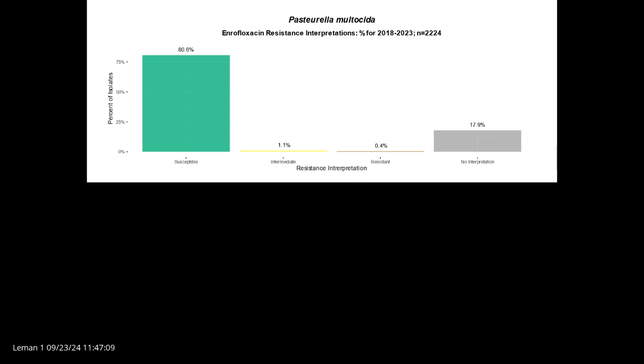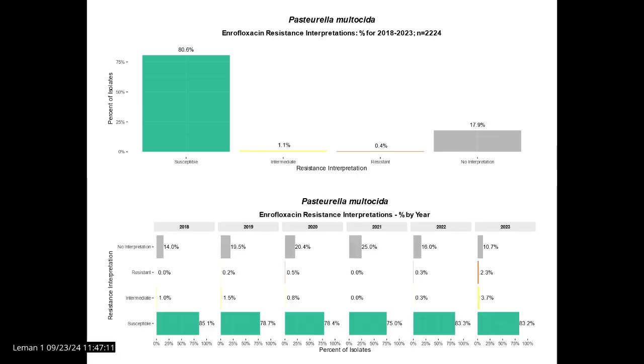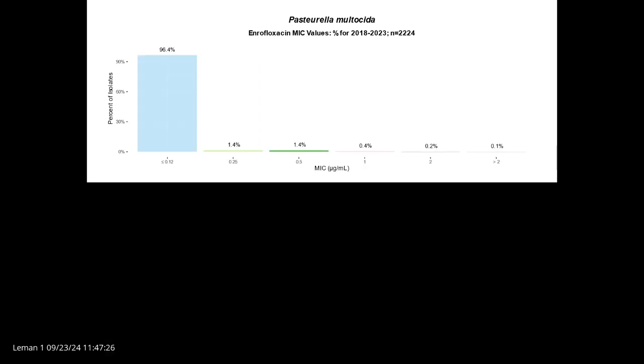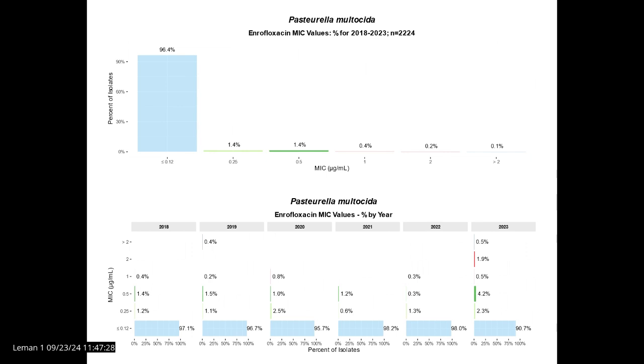Enrofloxacin is also labeled for Pasteurella multocida. Here we've got 80% that are listed as susceptible over time, and that seems to be fairly stable. There does seem to be a little bit of a bump here, and I don't know if this is an anomaly in 2023. We'll have to see if that changes at all. When we look at the MICs, they have stayed fairly stable up through 2022, and then there seems to be a little bit of a climb in the dilutions here for enrofloxacin in Pasteurellas in the last year. So whether or not that continues, we'll have to take a look and see.